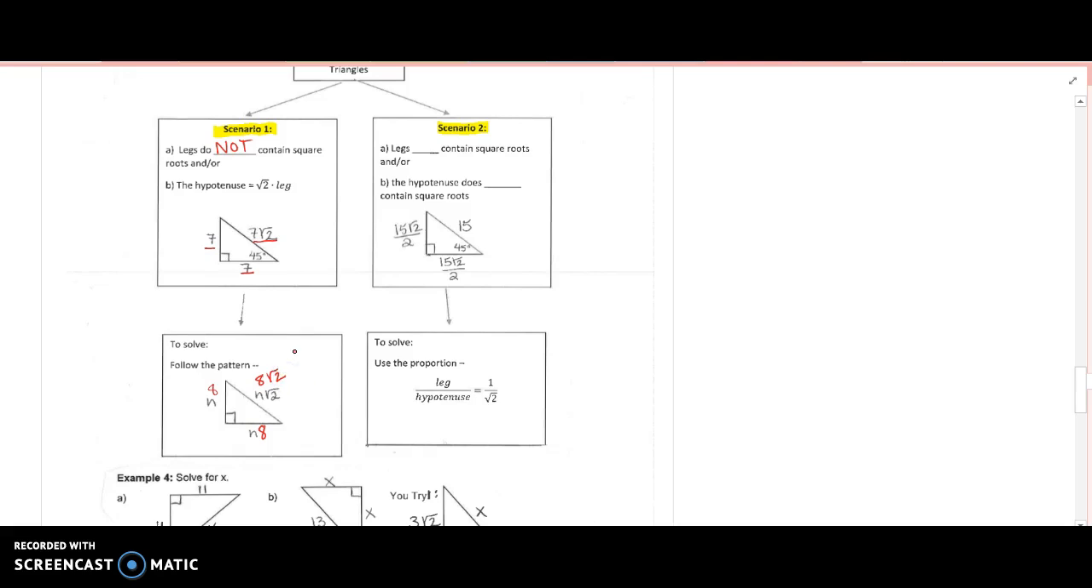Okay, our other scenario is when the legs do contain square roots or the hypotenuse does not contain square roots. So in that case, our hypotenuse was the number, and then our two legs were that number square root 2 over 2, or square root 2 over 2. And to solve that scenario, sometimes it works out nice and pretty, and sometimes it follows the pattern that we have here, and sometimes not so much.